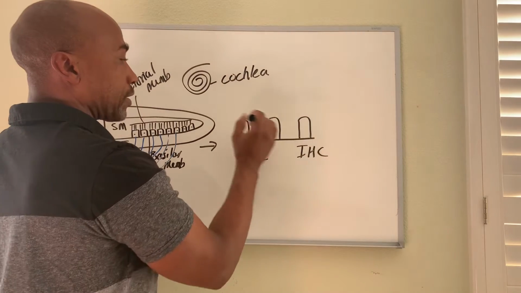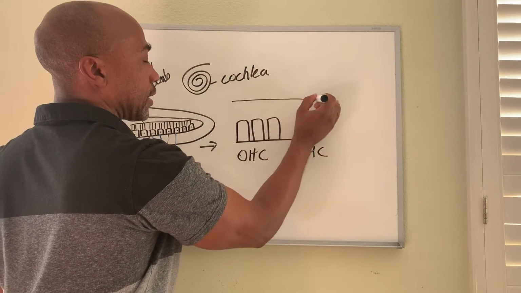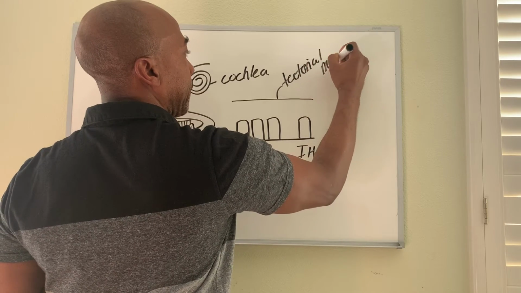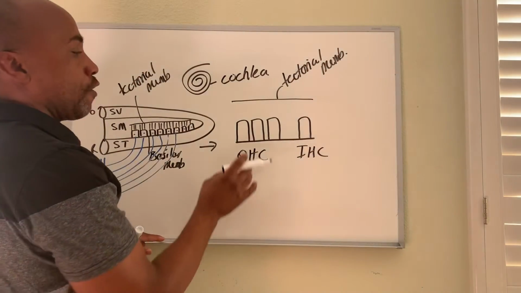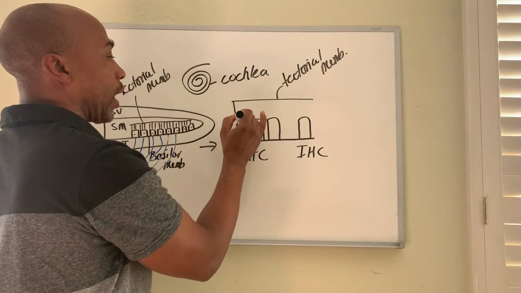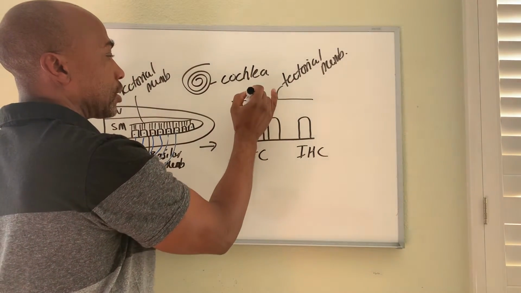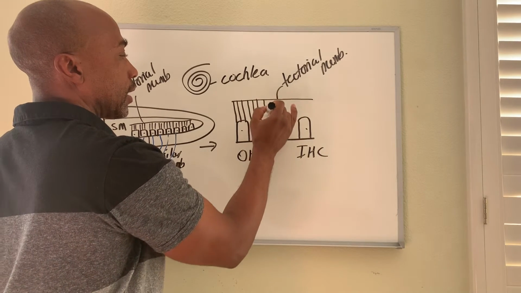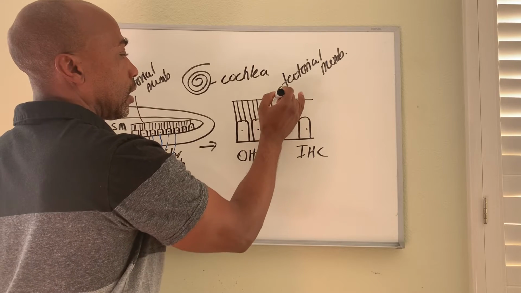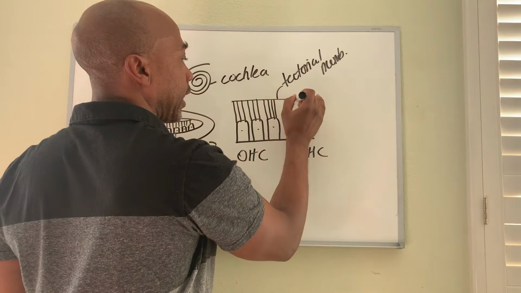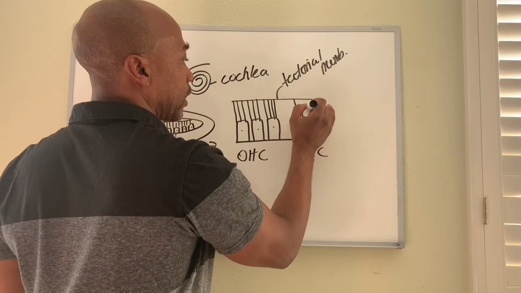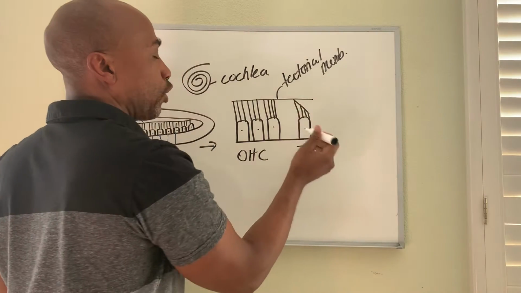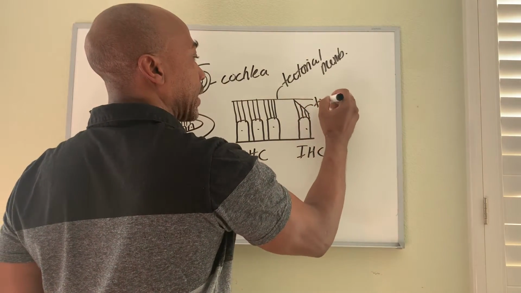Both sets of cells anchor themselves into your tectorial membrane. The outer hair cells all have equal length stereocilia, these extensions upwards. Whereas the inner hair cells have stereocilia that are not the same length. They're a graded length from short to tall, and they're linked by a membrane called the tip link.